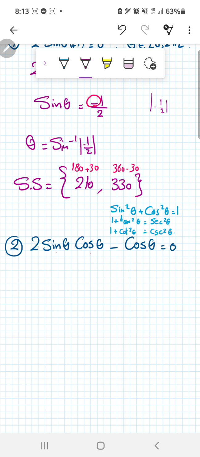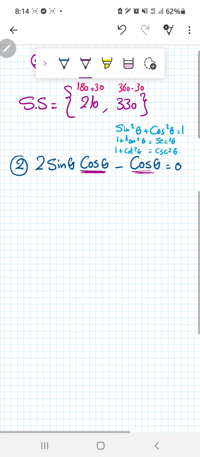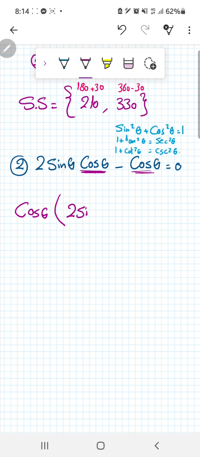Okay, here number 2: 2 sine theta cosine theta minus cosine theta equals 0. What did you notice? Cosine theta in the first term and cosine theta in the second term. So take cosine theta as a common factor. So here we have cosine theta, open bracket. 2 sine theta cosine theta divided by cosine theta, the remainder will be 2 sine theta. Minus cosine theta divided by cosine theta will be 1. Okay, the bracket equals 0.